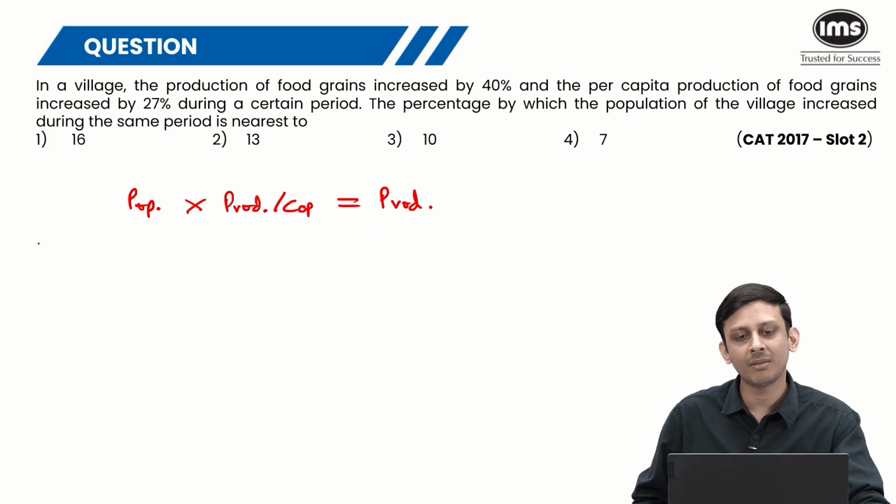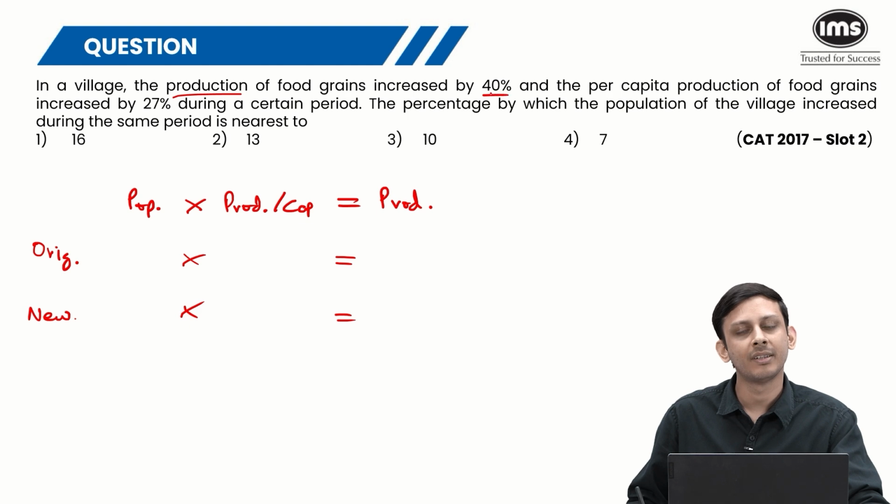Now, we look at the original situation and the new situation. First of all, the total production is increasing by 40%. So if you focus on the production, see, 40% is 40 by 100, which will be 2 by 5. So the most convenient value to assume here, again, we don't have any actual values, no actual production. So we can just assume a convenient value. So we'll just take 5, which is in the denominator. And then 40% more than 5 will basically become 2 more than 5. So that will be 7. So these are the values we can assume for production.